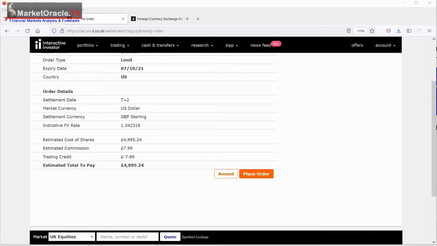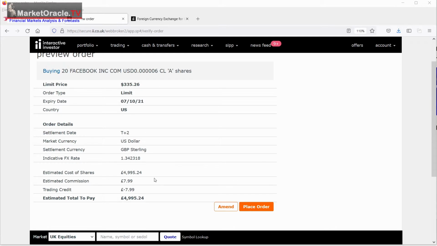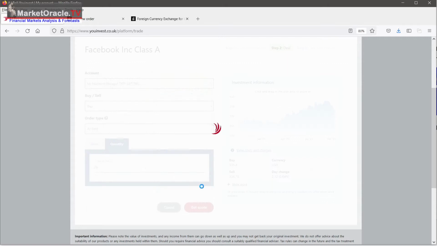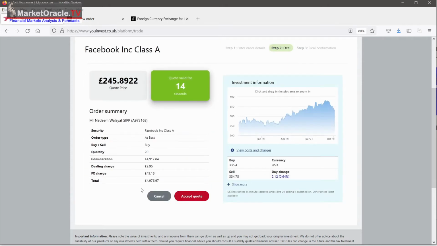So basically it's 0.045% more. See, they're charging the cost of the shares, 4,995, then the dealing cost, but they give you a trade credit, so I'll take that off. Yeah, so they're charging me £5,003, whereas AJ Bell is 4,980. Let's get a requote in case it's gone up. It's gone down. 4,976.